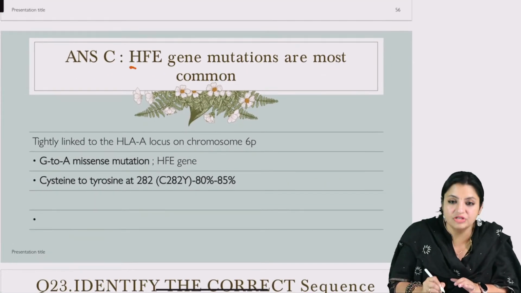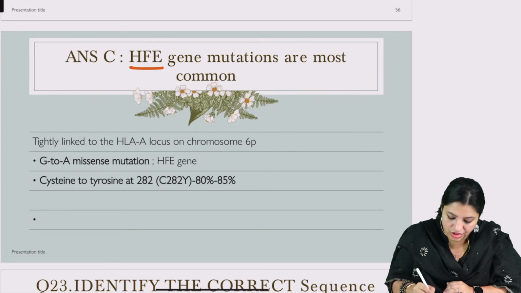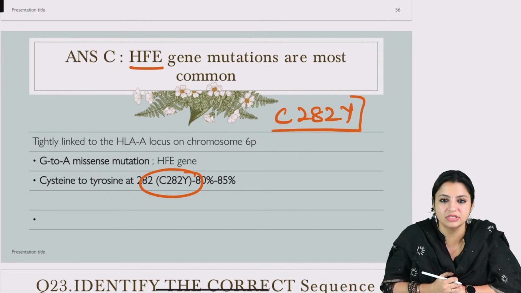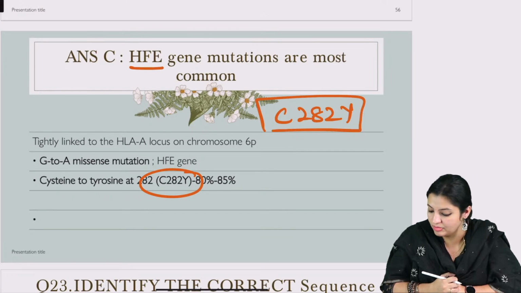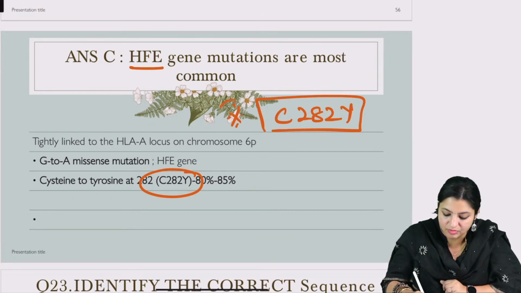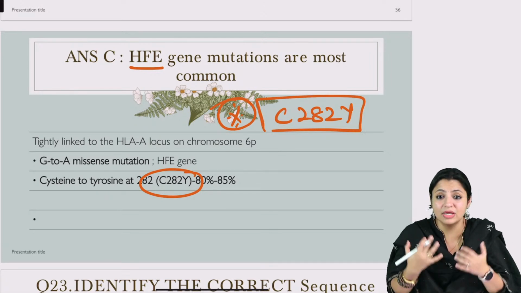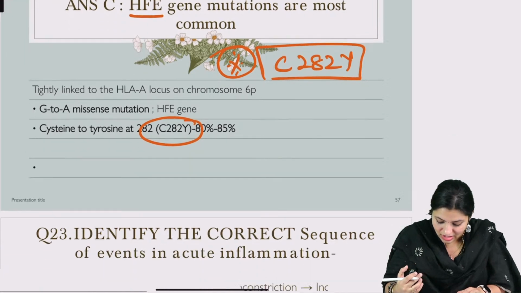Remember, HFE gene mutations are most common, and the change here that is most common is C282Y. That's the most common mutation which occurs in this patient. So this is C282Y mutation, which is the most common mutation of hemochromatosis, and it's a very important point that can be asked in exams, right guys? Everybody answered correctly. My god, super intelligent students, right?